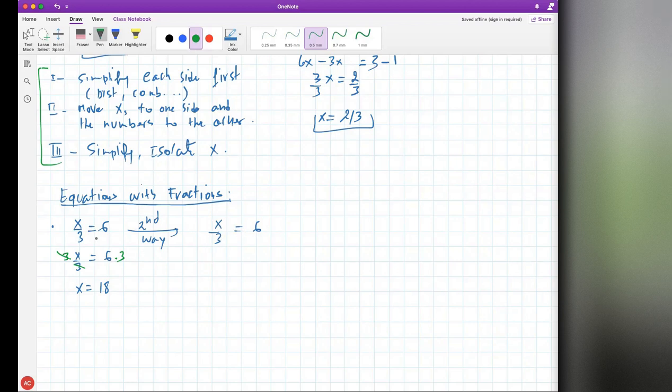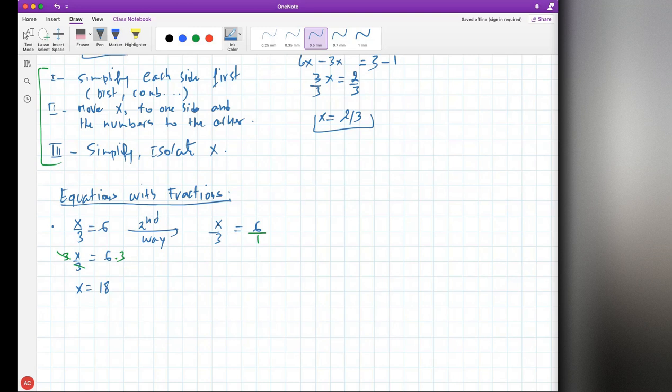So what you do is you take the equation, you make two fractions out of it. This one is already a fraction. You make that one a fraction as well. And then we just cross multiply. Instead of multiplying both sides by this denominator, we're going to cross multiply, and the fractions will go away.